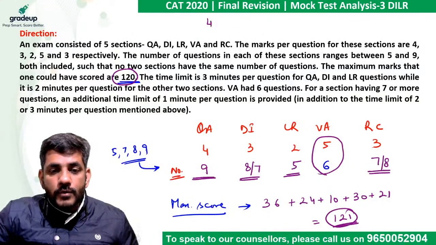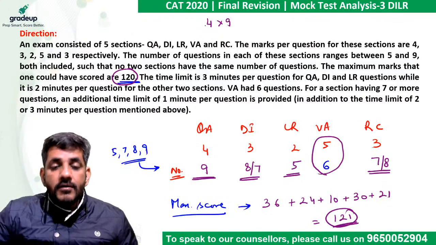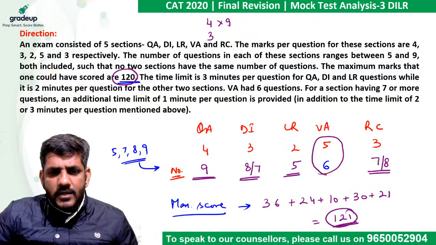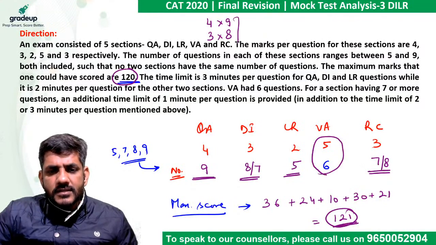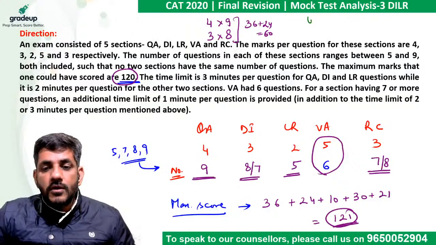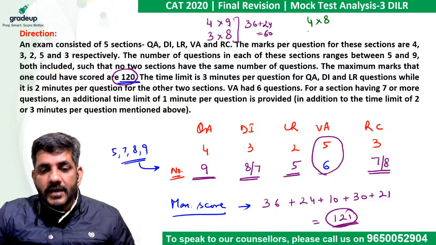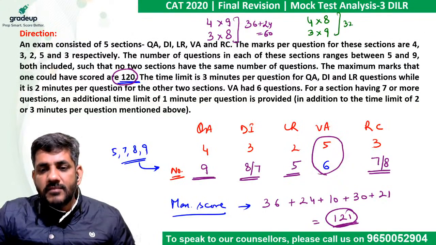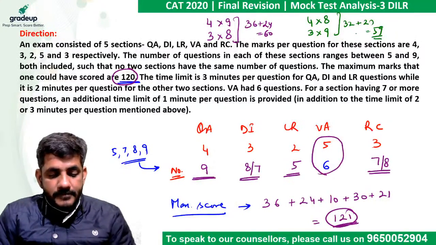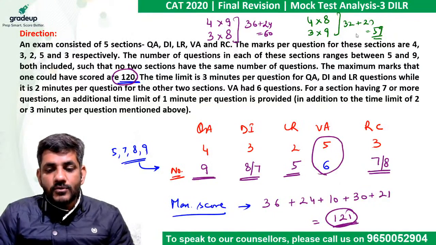QA में there are 9 questions of 4 marks each. And DI or RC में there are 3 questions of 8 marks each. This total is giving you 36 plus 24 as 60. अगर मैं इनके क्वेश्चन नंबर्स इंटरचेंज कर दूं, 4 मार्क्स के there are 8 questions और 3 मार्क्स के there are 9 questions, can I say this will give me 32 plus 27 as 59 and that will decrease my total by 1.